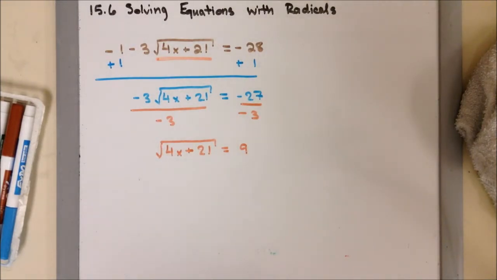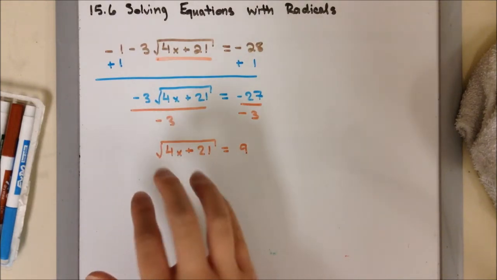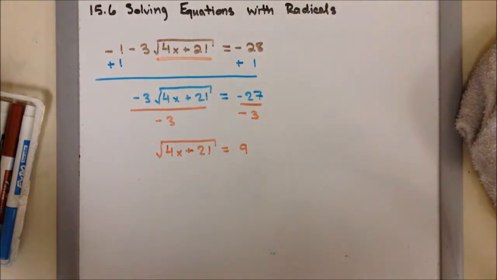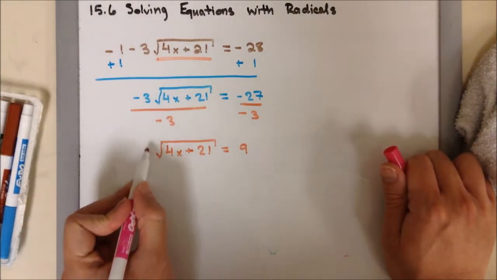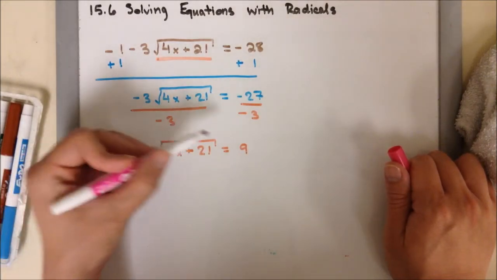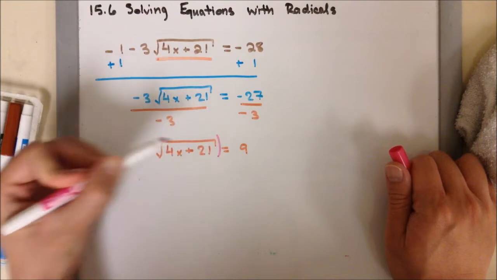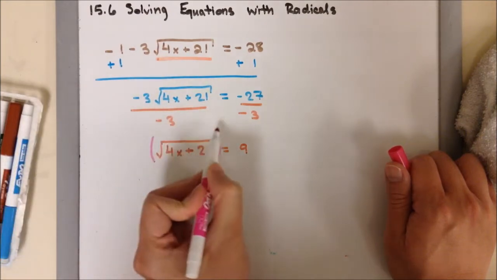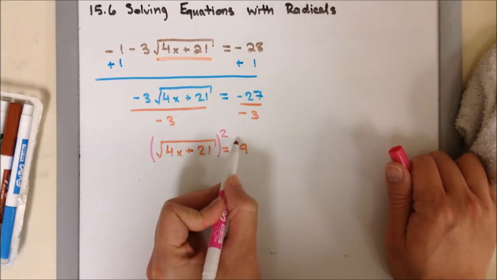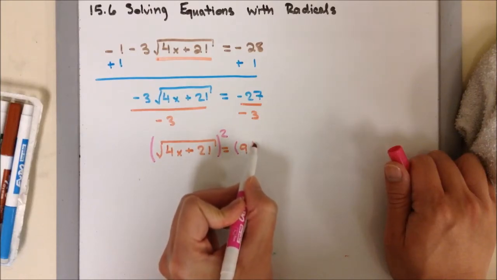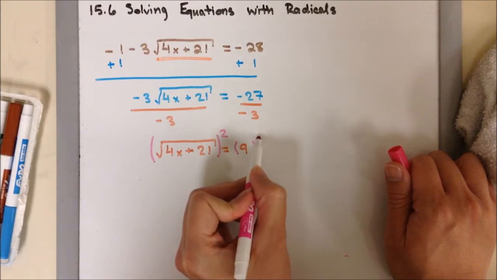Now, when you have this by itself and you're trying to get rid of the square root, you're going to do the opposite of square root, which is you're going to square it. What I mean by square it is that you're going to raise it to the second power. So the opposite of square root is square, or raising it to the second power. If I square the left side, then I must do the same thing on the right side. I'm going to square the 9, or raise the 9 to the second power.